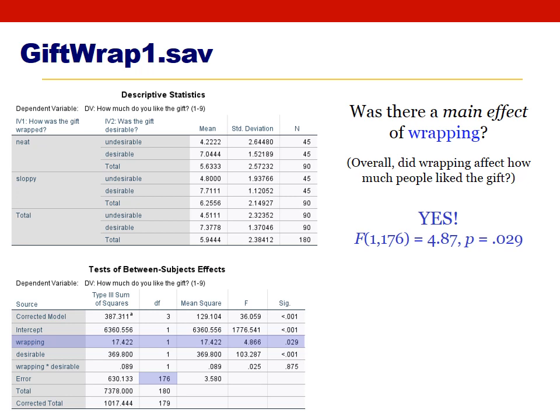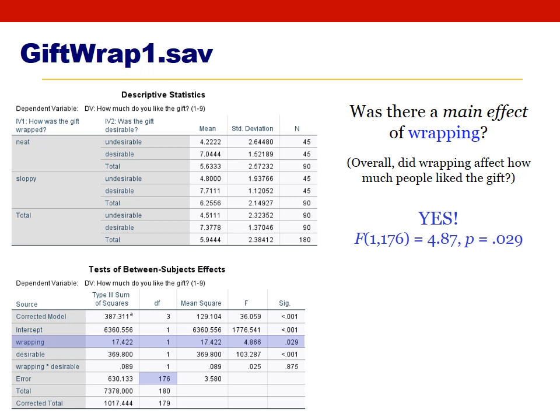The p-value in that row is 0.029, which is less than 0.05. What that tells us is that we have in fact found a main effect of wrapping. So overall, people did have a preference between the neatly wrapped gift and the sloppy wrapped gift.